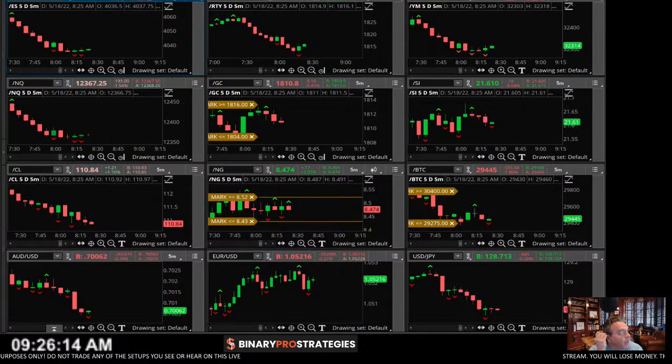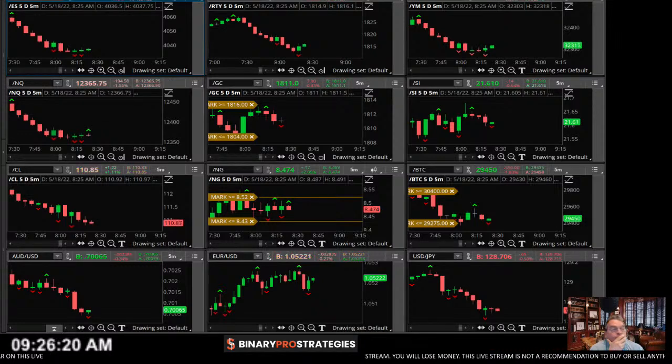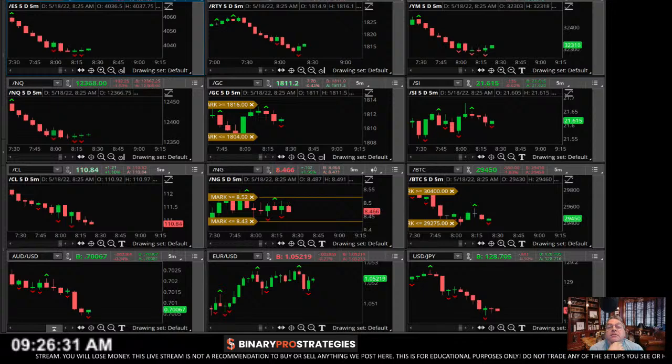Okay, still short gas, still short gold. Have about another, what do we have here, guys? About another 3.5 minutes to go here for the Dow to open up. Obviously expecting a lower opening.